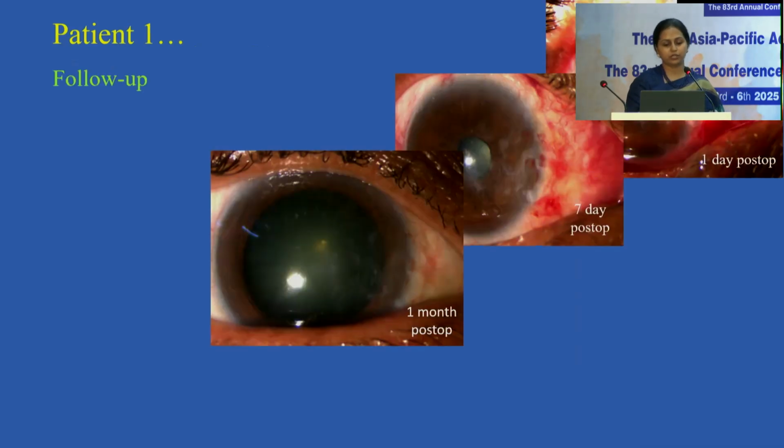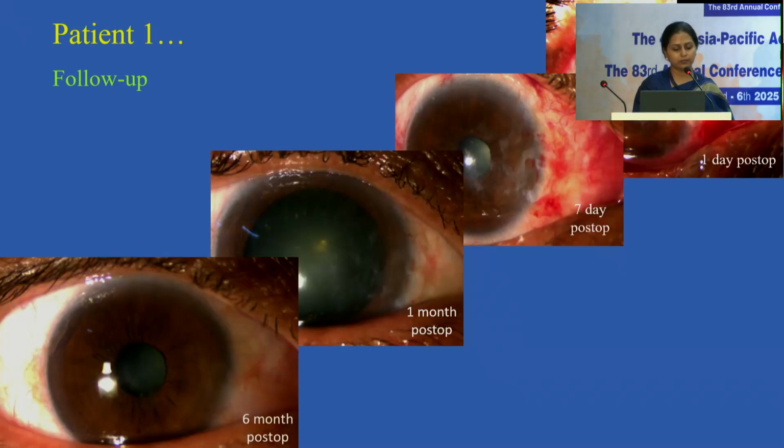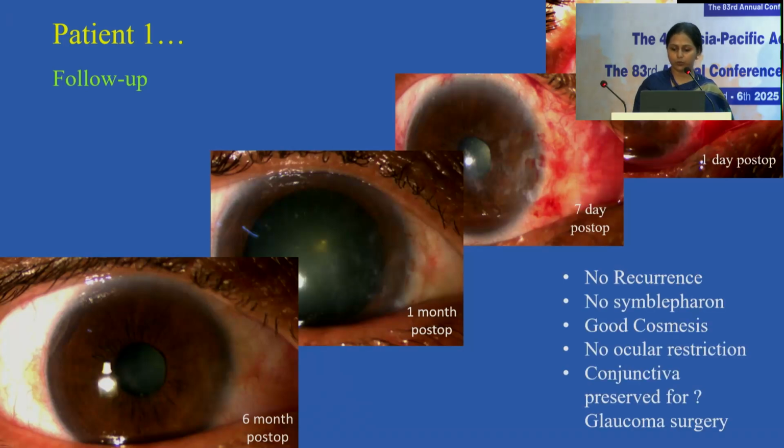Now this is the post-op. We followed the patient, and you can see 1 month post follow-up. There is no recurrence. The patient is doing pretty well. This is 6 months. The patient still has no recurrence. The patient is doing well. So this technique, we can say that for us, we did not find any recurrence in a couple of other patients also that we have done. There is no symblepharon. It gives a very good cosmetic result. There is no ocular restriction, and we didn't have any granuloma formations.